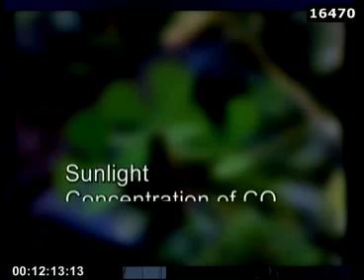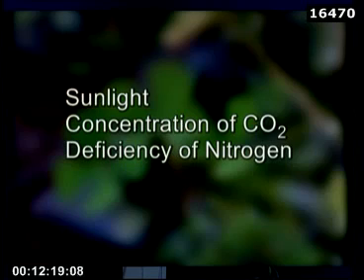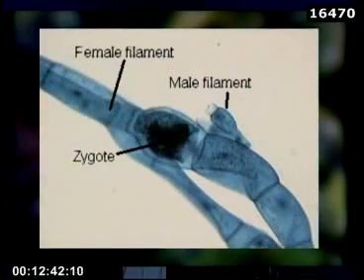Sexual reproduction in Oedogonium is determined by certain external factors such as sunlight, concentration of carbon dioxide, and the deficiency of nitrogen. Depending upon the distribution of sex organs, Oedogonium has been divided into two species, macrandrous species and nannandrous species. The two can be differentiated from each other by the possession of small dwarf male filaments in nannandrous species, whereas these dwarf male filaments are not found in macrandrous species.